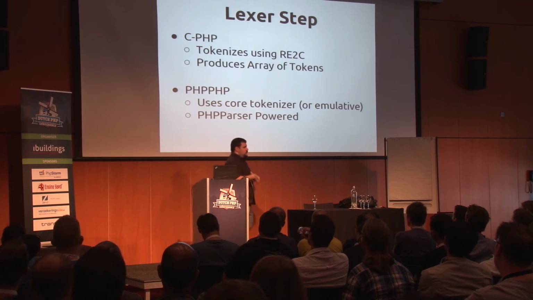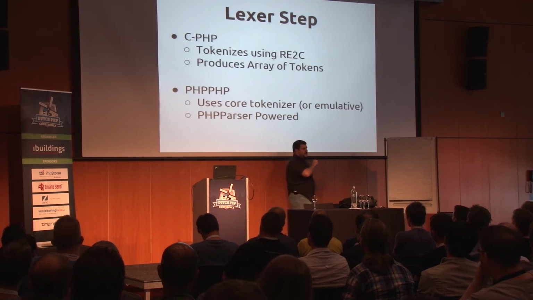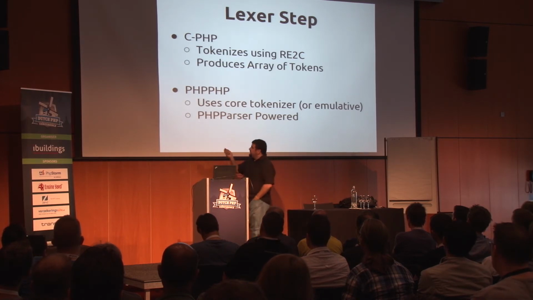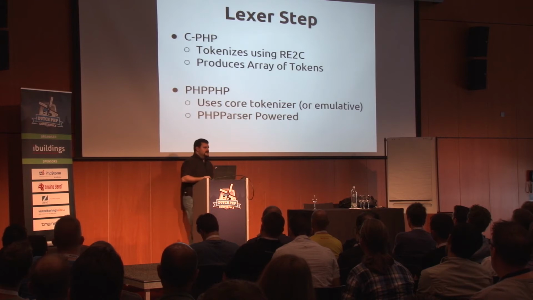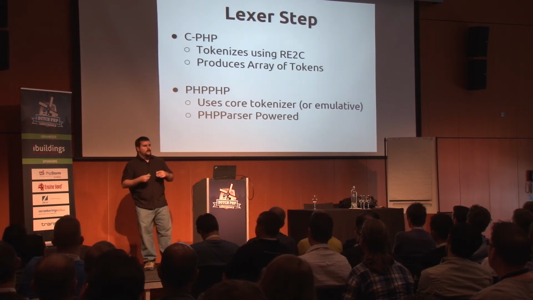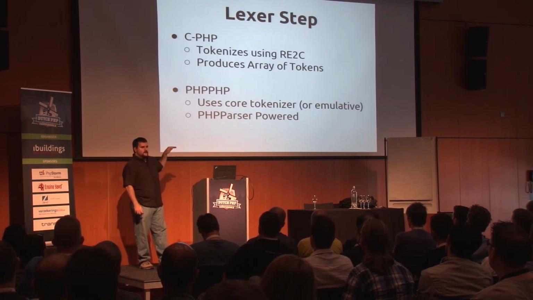In PHP, we use the core tokenizer, token_get_all, and we're actually looking at eventually porting that to a custom PHP implementation. But right now it uses the same parser as the core. And then CPHP generates an array of opcodes, but they're not really opcodes yet. They need to be compiled. In PHP, we generate what's known as an abstract syntax tree, which is just a tree of syntax. Again, not overly important, but the interesting thing is, at this step, we are doing two different things.